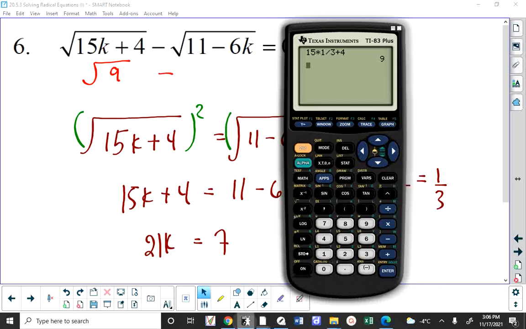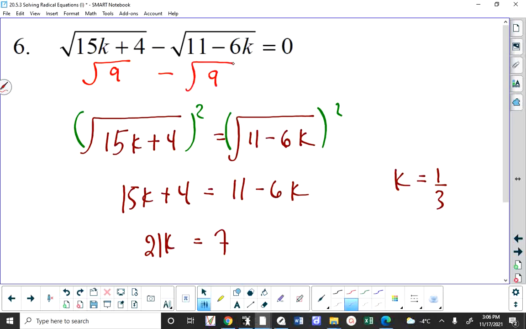Minus, when I put a third into 11 minus 6k, I'm going to get 9. Root 9. Is that a true statement? Is root 9 minus root 9 equal to 0? Sure. Because root 9 is 3. 3 minus 3 is 0. So this solution survives the investigation. It's a correct answer.